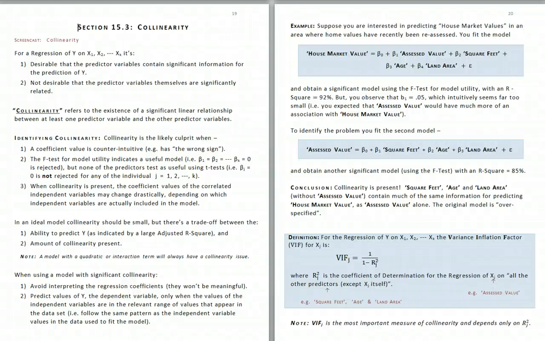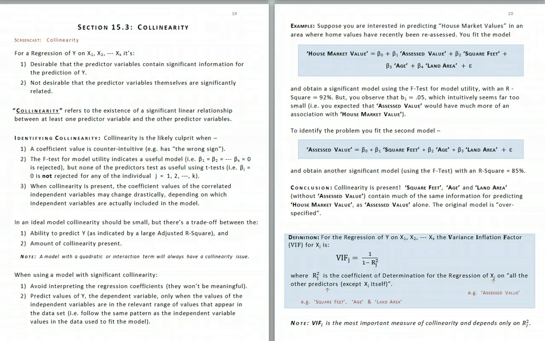This screencast is about collinearity in a multiple linear regression model. Collinearity refers to a situation in which one independent variable is significantly linearly related to the other independent variables. Collinearity is the likely explanation when a coefficient value is counterintuitive. For example, you expected the coefficient to be positive, but it turned out to be negative in the fitted model.